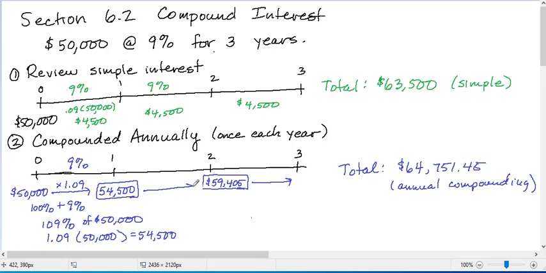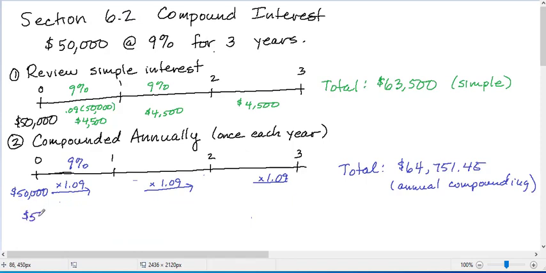Well, then from year 1 to year 2, if I multiply by another 1.09, this time times the $54,500 number, I get directly to the $59,405. And then multiply by 1.09 again, I will get to my total of $64,751.45. So instead of stopping and adding up the individual interest all along the way, I can kind of do it all at once.